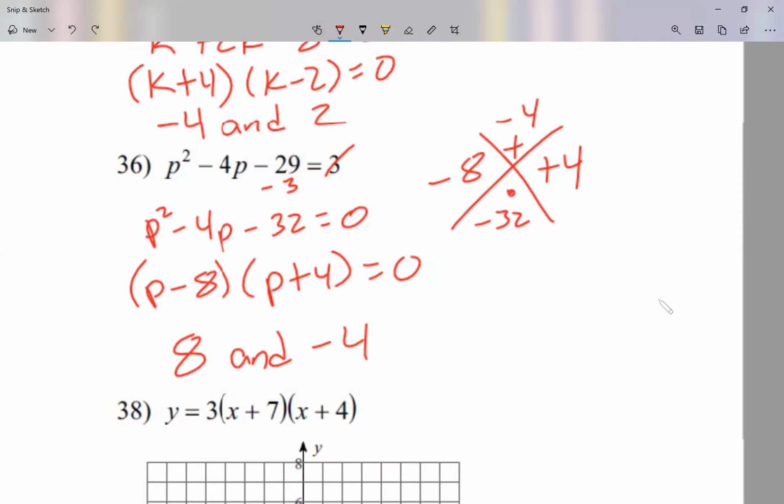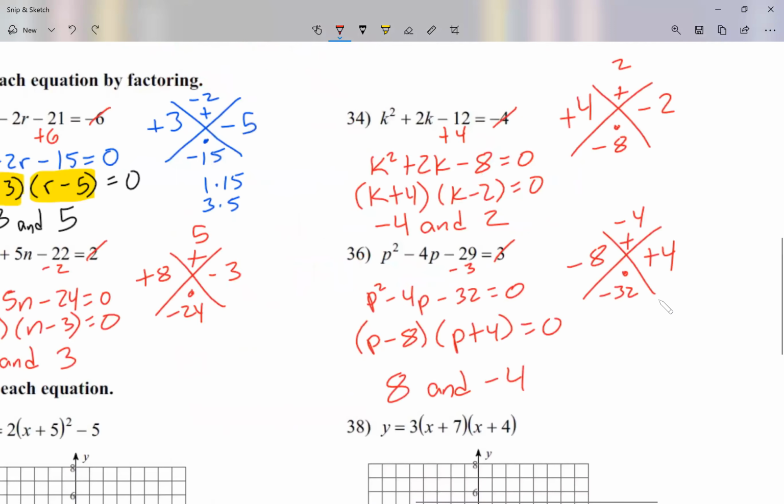Let me zoom out. You guys can see what we did. It's right there.